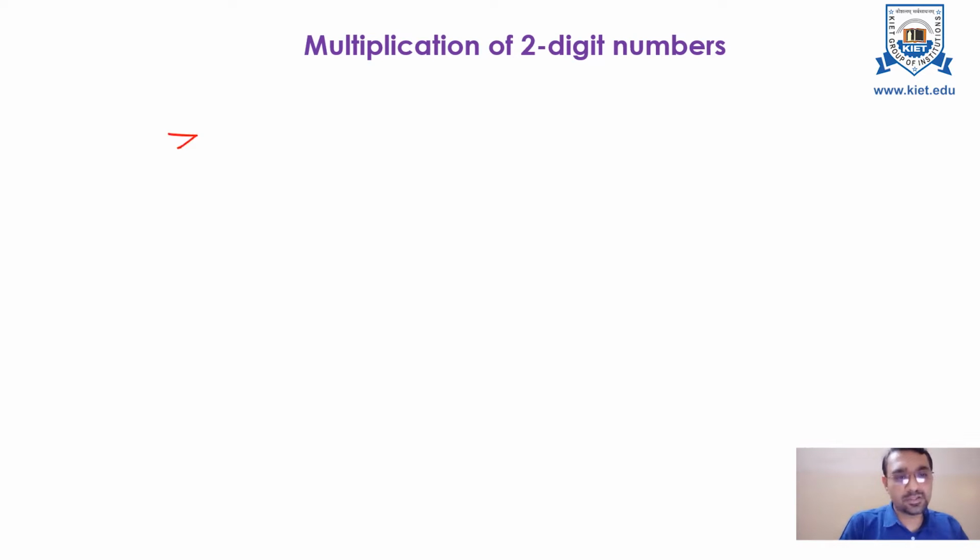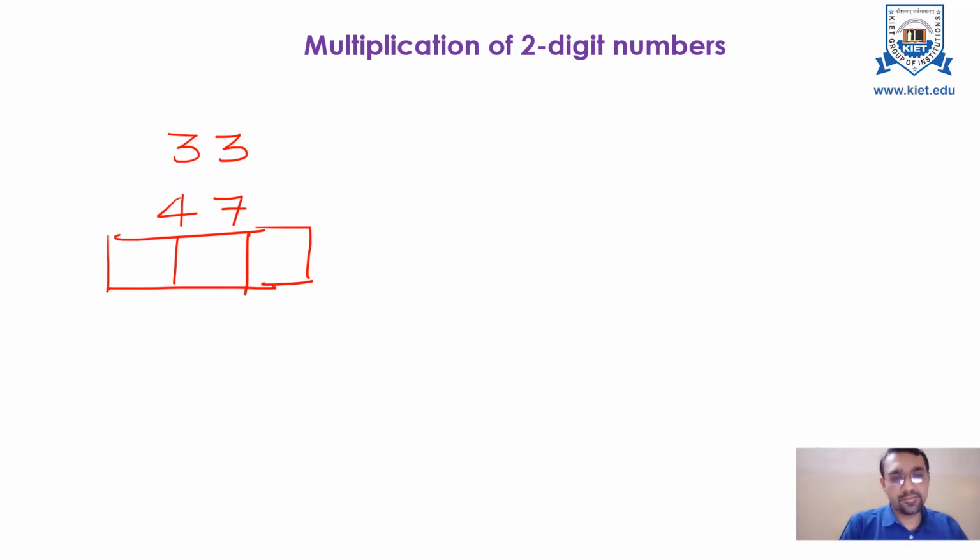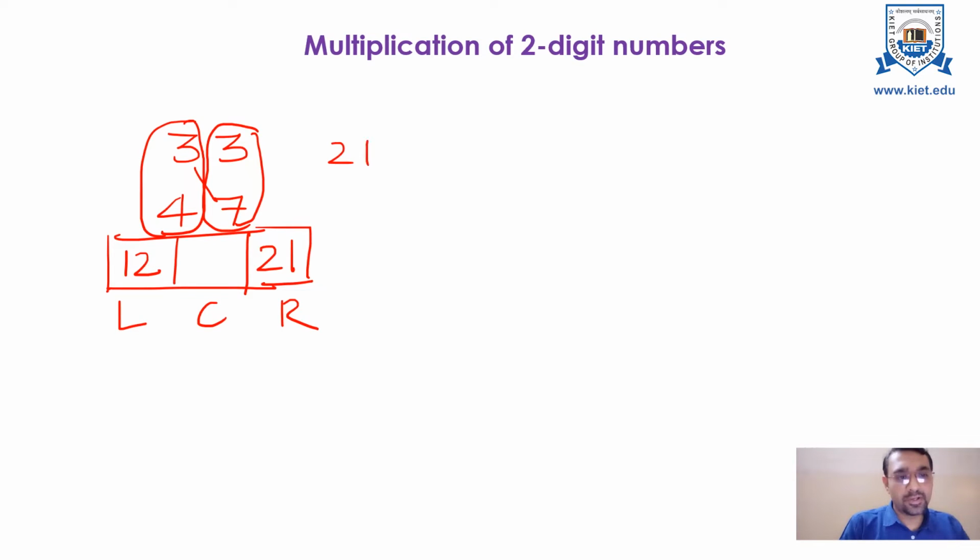So I have taken two numbers, let's say 33 and 47. First I will create three different boxes: the left box, the central box and the right box. Multiply the rightmost digits 7 and 3. The product comes to be 21, fill in the right box. Similarly, multiply the leftmost digits 3 and 4, 4 3s are 12, place in the left box. Thereafter multiply the diagonal digits: 3 into 7, 21, 4 into 3, 12. Add them and put in the central box.